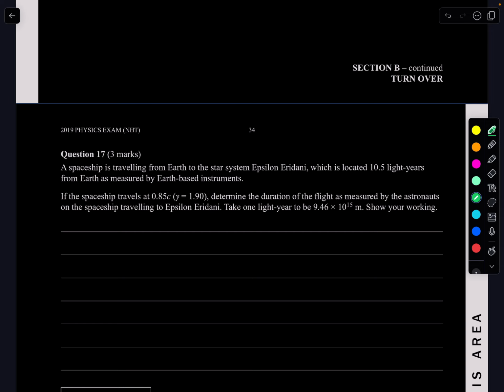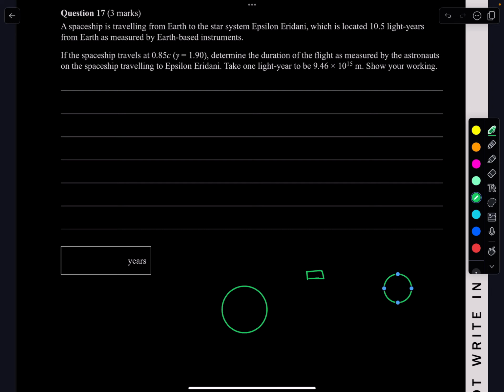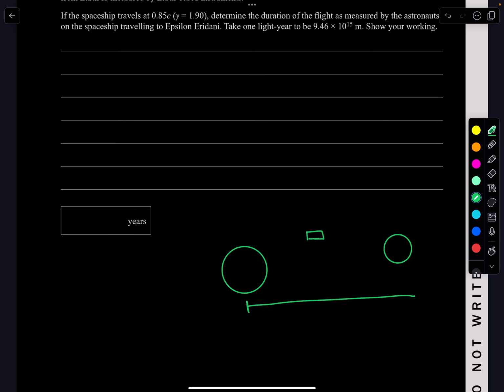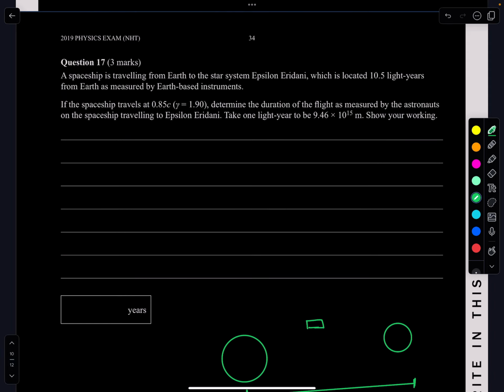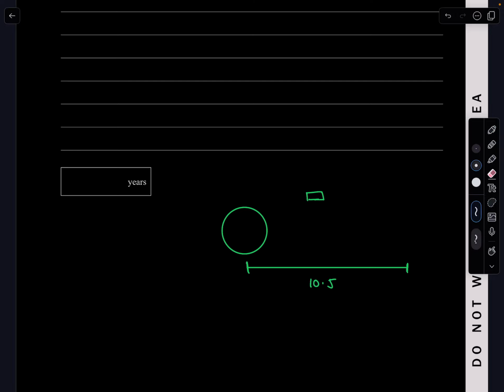So let's think about this. We basically have Earth here. Let's draw. This is Earth, and say this is the spaceship, and let's say this is Epsilon. The distance between them, that's measured by the Earth instrument, is 10.5 light years. That's basically what's happening.